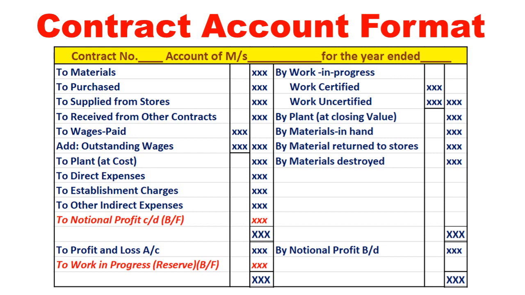Why do we call it notional profit? Because the profit which we have calculated with the help of work certified and uncertified is not the exact profit. It is the notional profit, in the sense estimated profit. This notional profit will be credited further. Notional profit carried down, again by notional profit brought down.